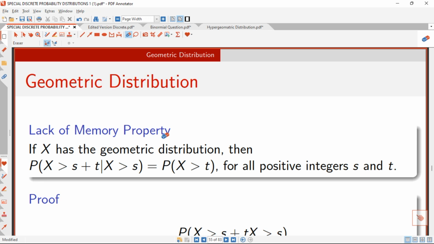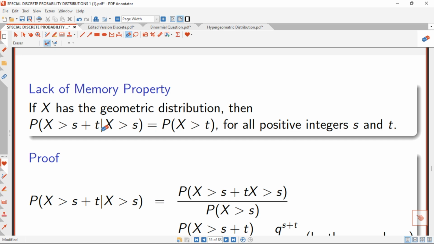Okay, so let's go to one of the biggest and most popular properties of the geometric distribution. That is the lack of memory property. The lack of memory property states that if X has a geometric distribution, then the probability that X is greater than s plus t, given X is greater than s, is equal to the probability that X is greater than t. So let's prove that one.